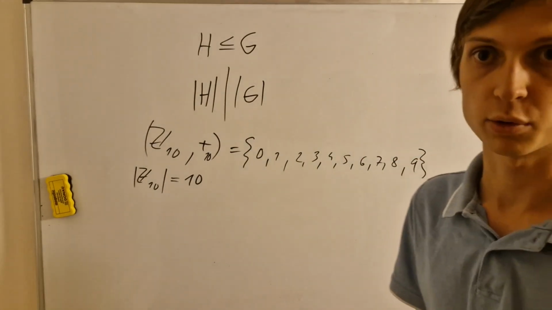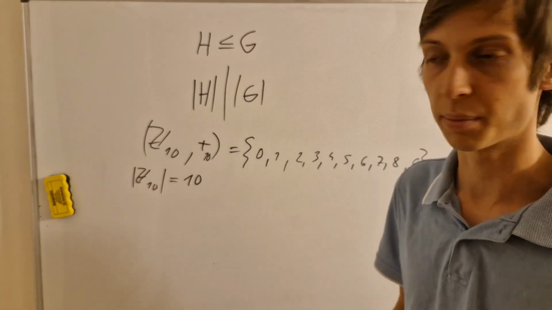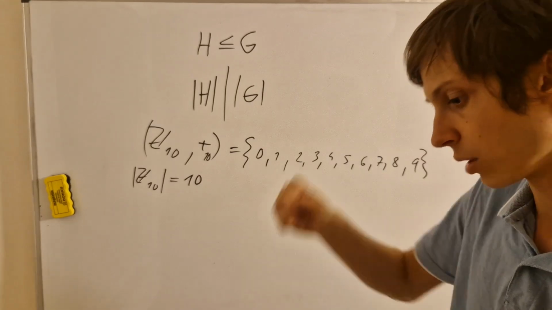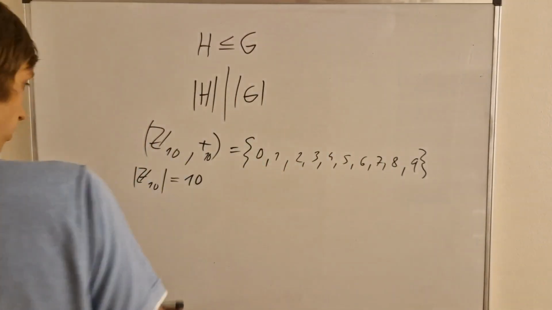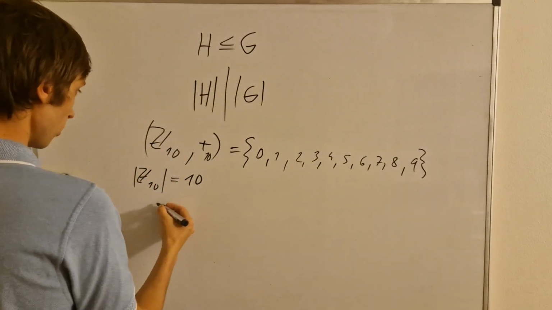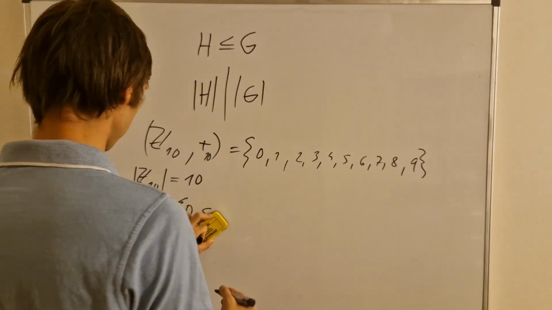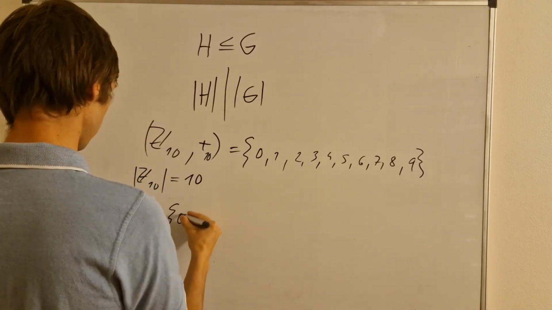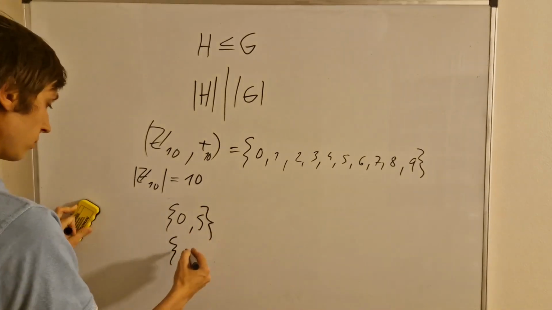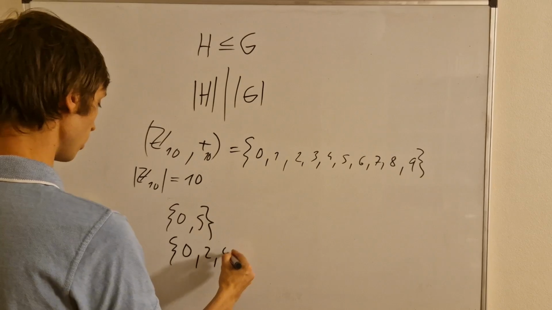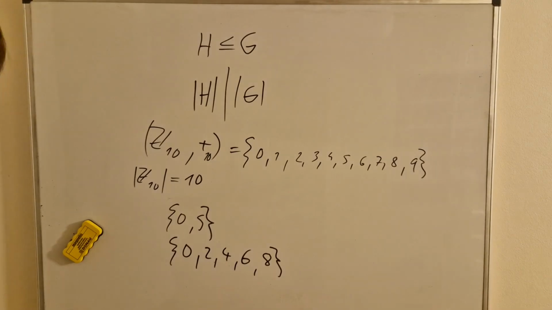And what about non-trivial subgroups? Subgroups consisting of an underlying element set that's a proper subset of the set of the original group. Well, that could have either 5 or 2 elements. So let's see what those are. So what about the group {0, 5}? A two-element subgroup, or {0, 2, 4, 6, 8}. What about these two groups? Well, it turns out that they are subgroups of this group.